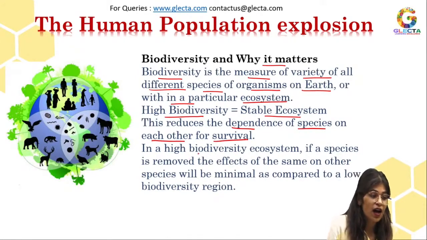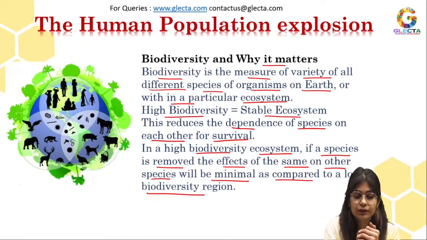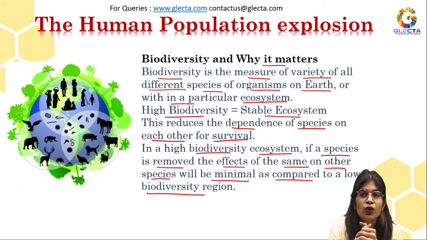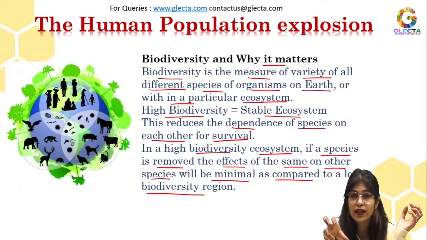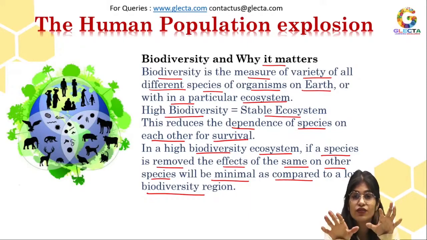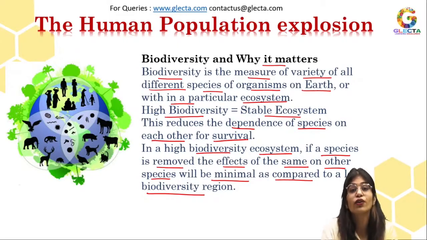Like I said, in a high biodiversity ecosystem, if a species is removed, the effect on the other species will be minimal as compared to a low biodiversity region. For example, where we live, I would not say we're going into scarcity of food, but at the same time, in some places on the planet, they are going into food scarcity. That's because we are depending on one species, which is plants, so much that we are technically taking as much of that species as we can. And in turn, the amount of that species on the planet has reduced, and humans that are depending on it are now in hunger, in a position where a lot of wrongs have happened.